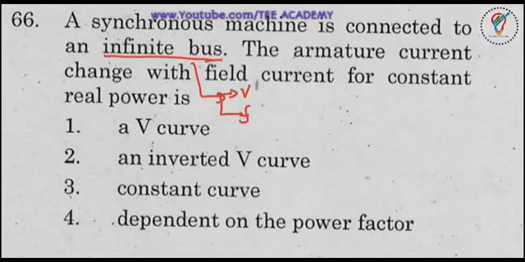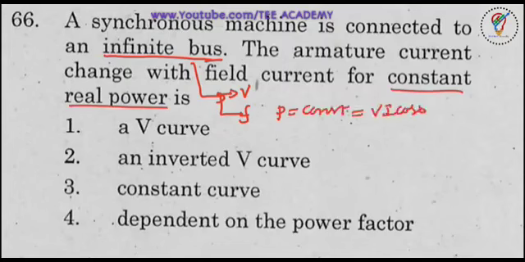So the armature current changes with the field current for a constant real power. Power is maintained constant here. So P is equal to VI cos phi. Now we need to draw the curve. Already we know this concept; in the previous exam questions I discussed all these points. So, a standard question, friends.